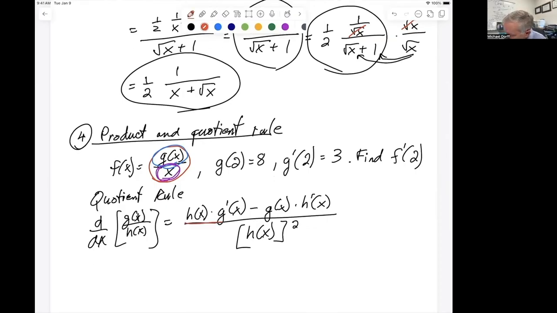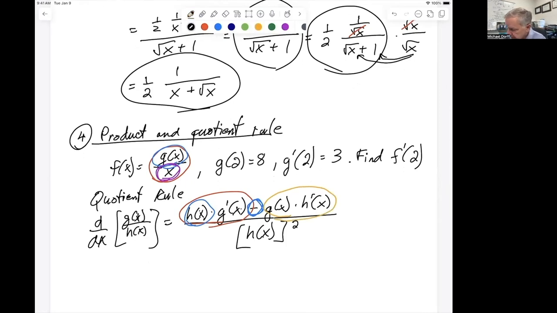Remember the order here. It's the bottom times the derivative of the top. I see students sometimes make the mistake of doing the top times the derivative of the bottom first. Don't do that. It's the bottom times the derivative of the top. And then remember this is a minus there. And then you switch the order after that and you have the top times the derivative of the bottom.